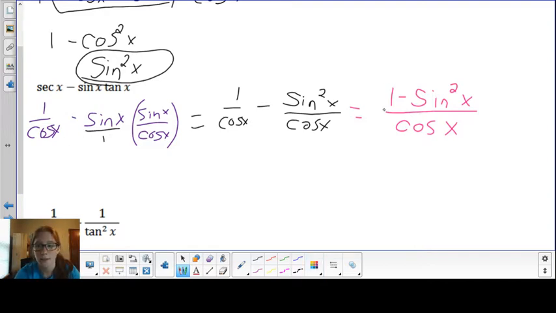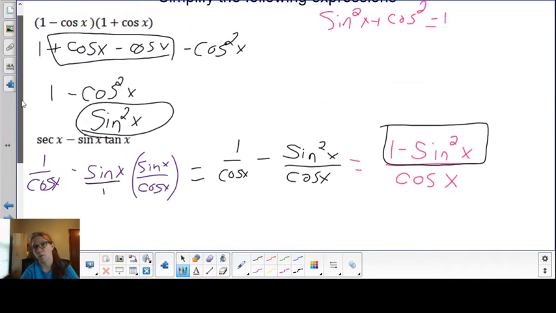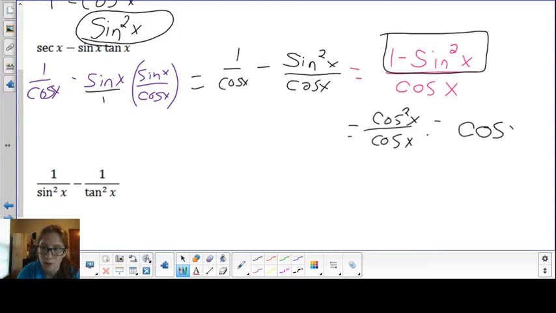Well, again, I have something with 1 and sine. Doesn't that kind of look like I'm going to use mama a little bit? Good. So that one's going to change into cosine squared of x over cosine of x. And if you have essentially 2 over 1, it just reduces down to 1. So your final answer is cosine of x.